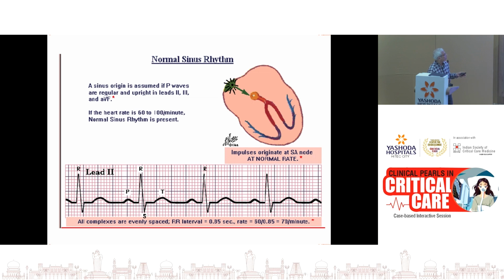And the P waves are regular and usually upright in leads 2, 3 and aVF, and they are inverted in aVR. So this is how a normal sinus rhythm looks. So once you are aware of what is normal, it is easy for you to identify what is abnormal. So anything that does not look like this is obviously abnormal.